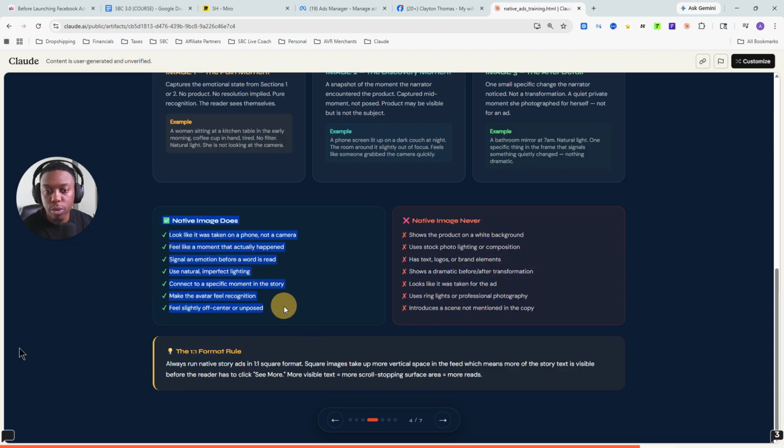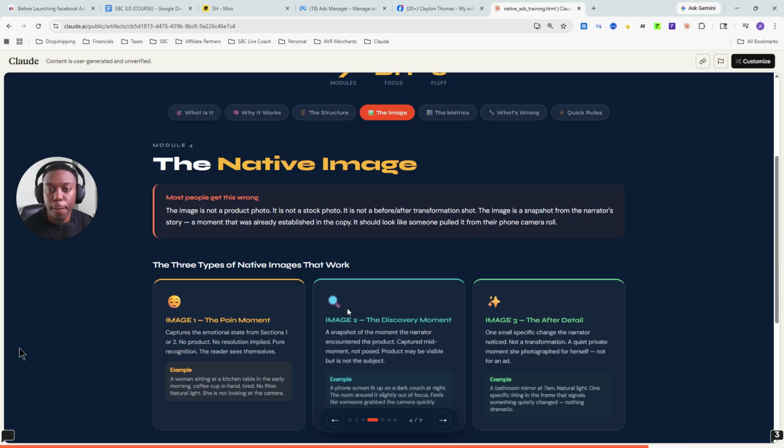So these are a couple examples of what you want. You never really want it to just be the product, or just have it be stock images or anything like that, or a ton of logos and text and brand elements. It should just feel natural and organic. And we like to normally have these in a 1-by-1 format.